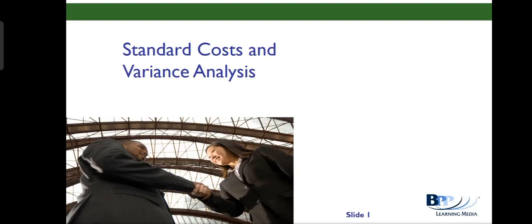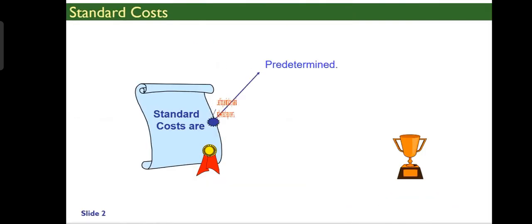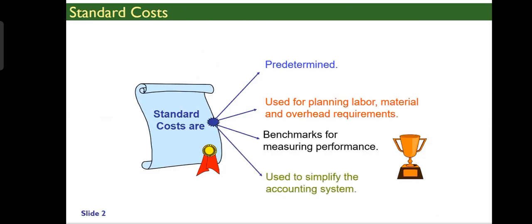So here we start. Standard costs are predetermined. We decide standard costs at the beginning of the year. They are used for planning labor, material, and overhead requirements. You set down as a planning measure that one table is 30. Within one table, material is only 20, labor is only 5, and so on. And they are benchmarks for measuring performance.